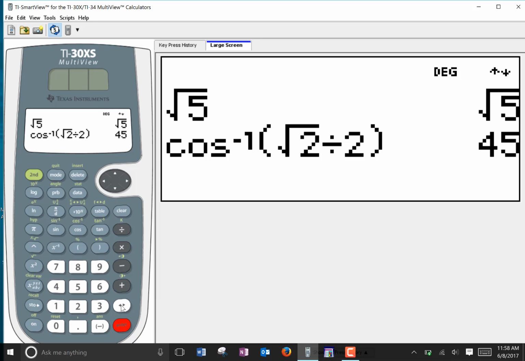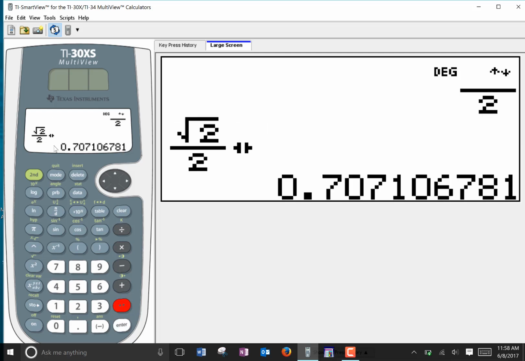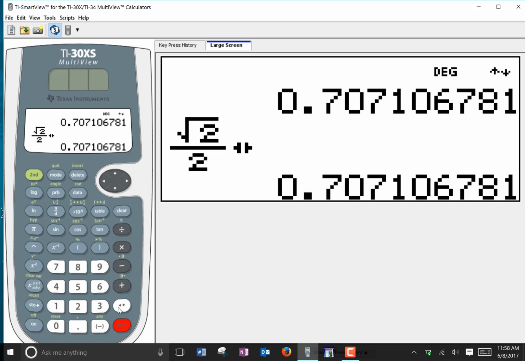Let's see, this button down here goes back and forth between exact and approximate answers. So if I had cosine of 45 and I hit enter, it gives me the exact answer. If I want the decimal answer, I hit that button and it gives me the decimal answer, the approximate answer. So this is a good calculator in that it mostly gives you the exact answers. I was trying to think if there was anything else in this section. I don't think there's anything else in this section.